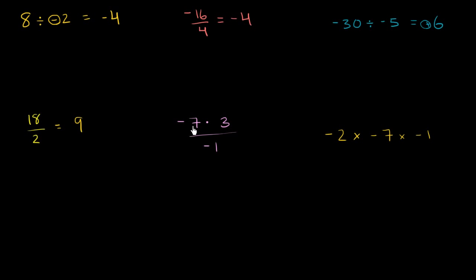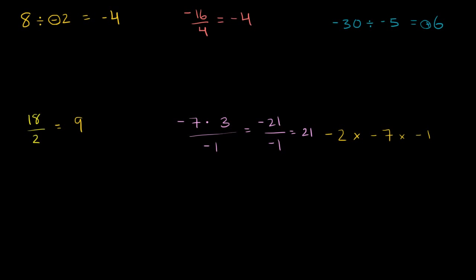So this just says negative 7 times 3 in the numerator, and then we're going to take that product and divide it by negative 1. So in the numerator, positive 7 times 3 would be 21. But since exactly one of these two is negative, this is going to be negative 21, and it's going to be negative 21 over negative 1. And so negative 21 divided by negative 1, a negative divided by a negative is going to be a positive. So this is just going to be positive 21.